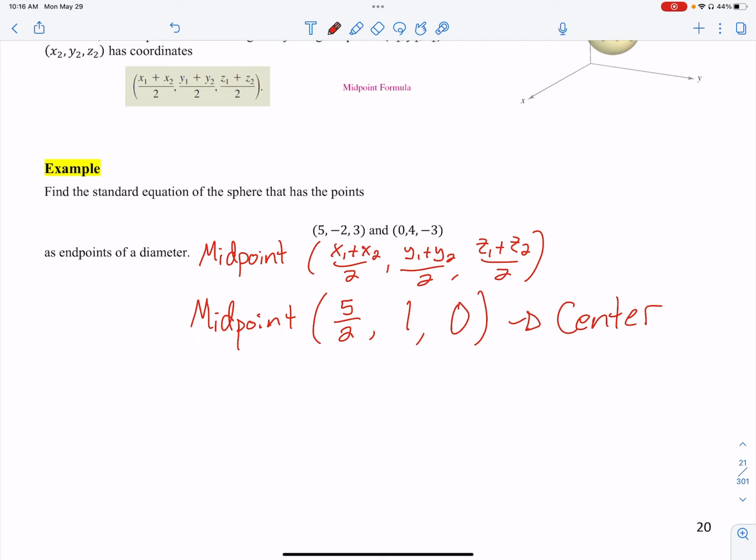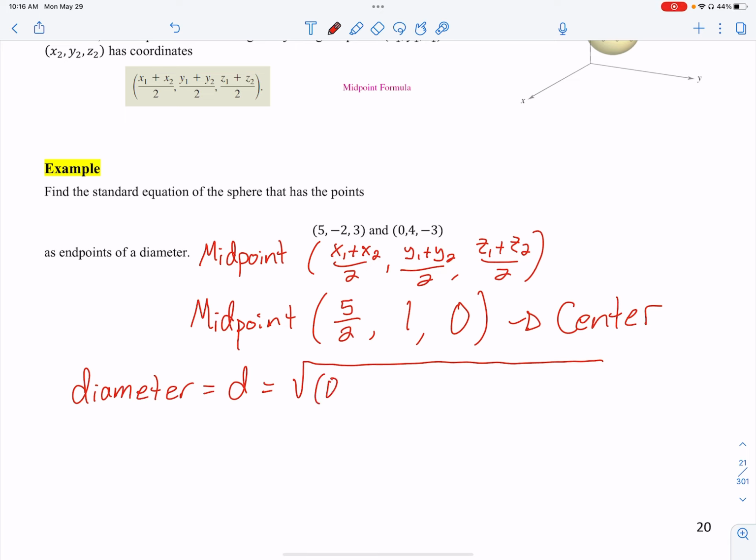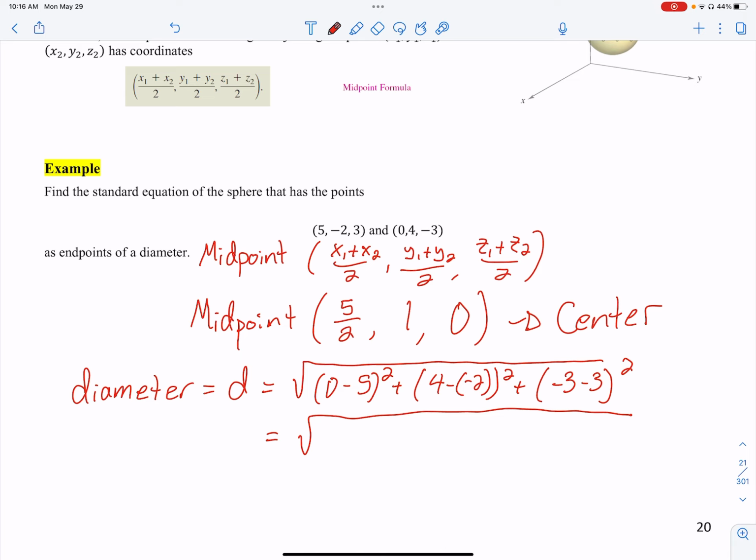I also need to find the radius. So I'm going to find the diameter, which is going to be the distance between those two, because they're endpoints. So that's the square root of 0 minus 5 squared plus 4 minus negative 2 squared plus negative 3 minus 3 squared. All right, let me slow down a bit to make sure my numbers are correct because I don't want to have an error in my video. Yeah, I think those are right. So we get 25 plus, that's going to be a 6, so that's 36. And then that's going to be another negative 6, 36. So I got 36 and 36 makes 72, 97. And that's in my radical. I'm going to leave it there since it's not a perfect square. That is my diameter.